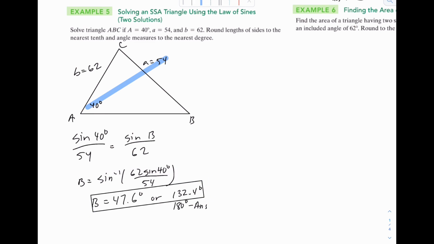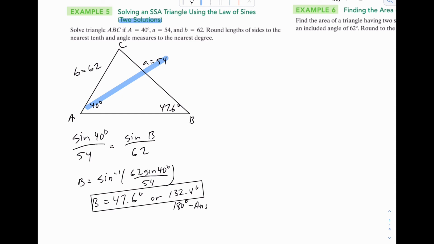Now this one's a little bit tricky because notice how if I grab this 132.4, this one will work because 132.4 and 40 would keep it under 180, which means both of these answers will work. So at this point, there are actually going to be two triangles. That's why in the header you see two solutions. So for now, don't worry about that. Let's just continue on with the 47.6. So fill that in right there, and then we keep going.